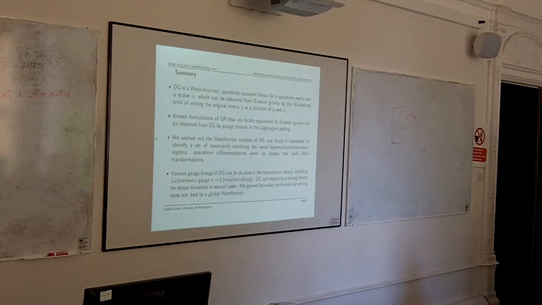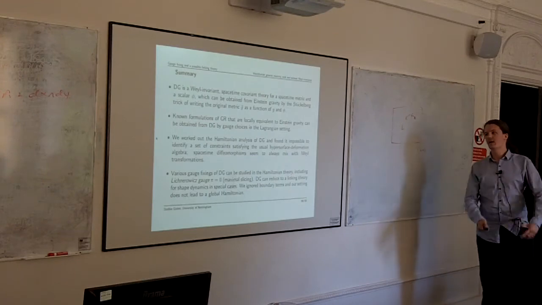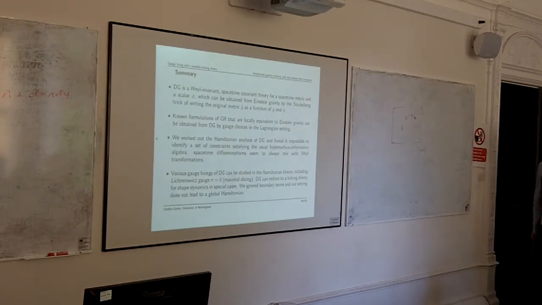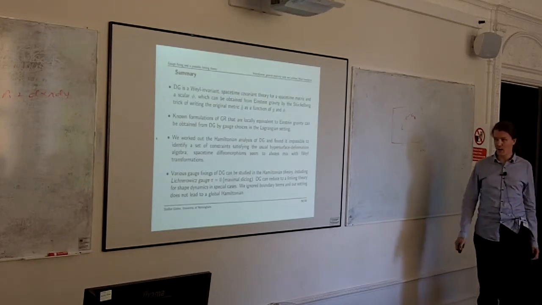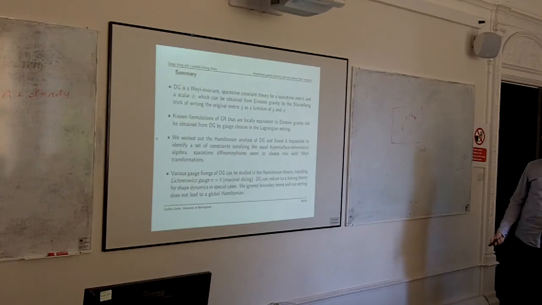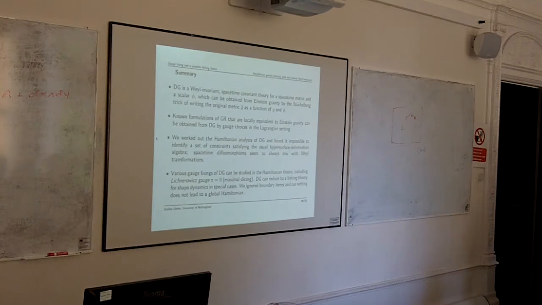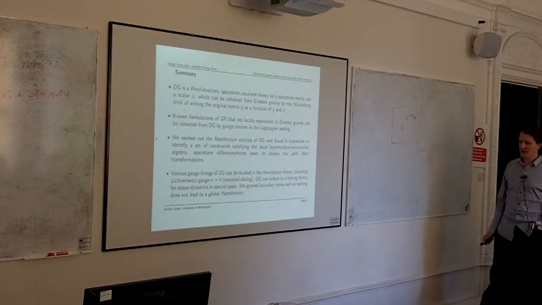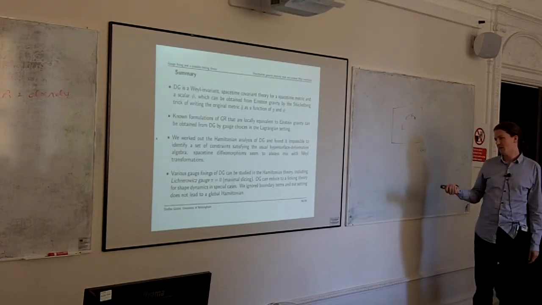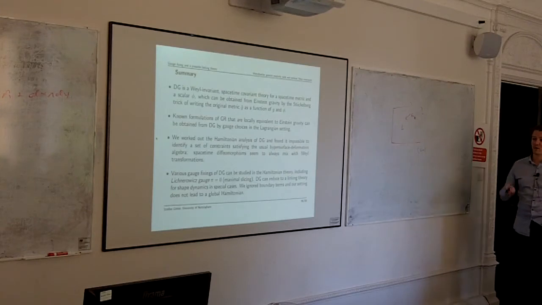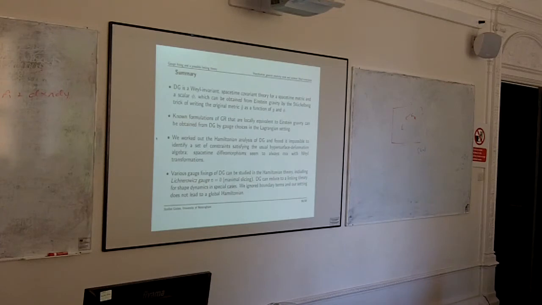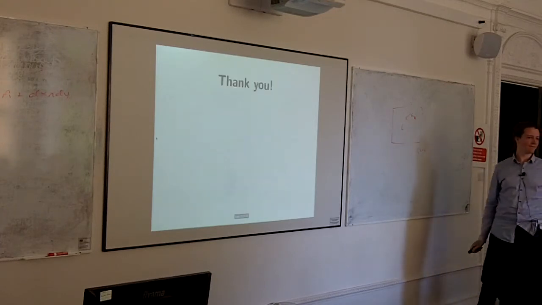We did the Hamiltonian analysis, and we found it impossible to separate a subset of constraints that only satisfy the surface deformation algebra. Space-time diffeos always mix with Weyl transformations in this setting. And then we looked at various gauge fixings, including this Lichnerowicz gauge, which is the case of maximal slicing. And so in these special cases, at least, we can also get a linking theory for shape dynamics. And we ignored all boundary terms, and we don't have a global Hamiltonian, because our conformal transformations are not volume preserving. Okay, thank you.